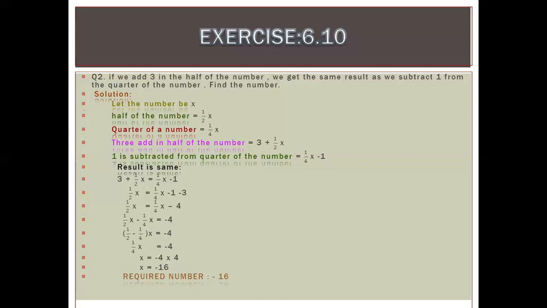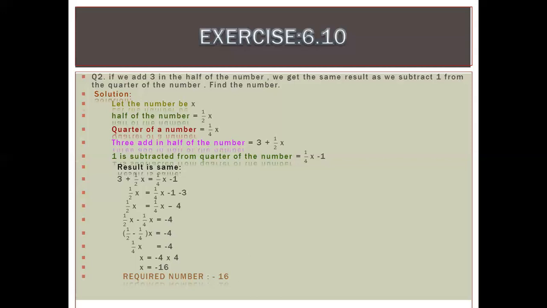Now you simply subtract 1 by 2 and 1 by 4, because they both are the coefficients of x. So we directly subtract them and the answer will be 1 by 4. X by 4 is equal to minus 4.